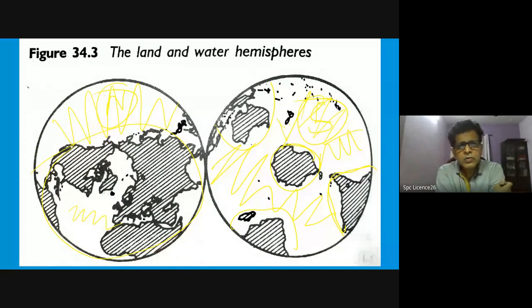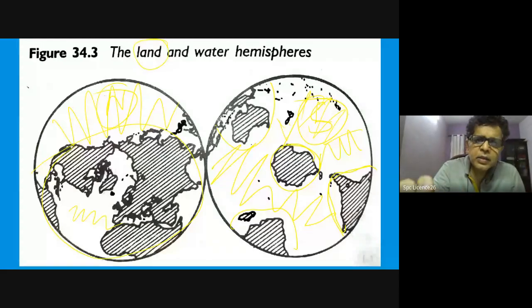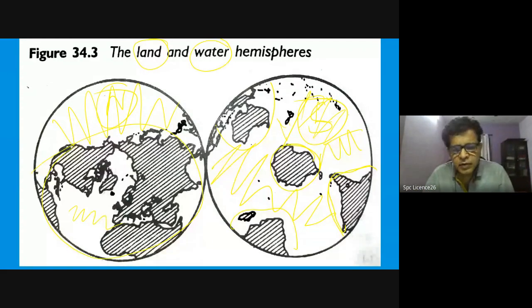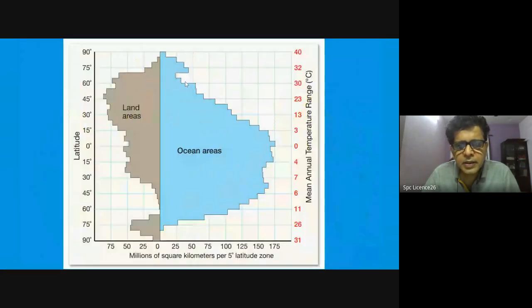And that's why the northern hemisphere is also called the land hemisphere. And in comparison to that, the southern hemisphere is always referred to as the water hemisphere also. Okay, this was the sheer purpose of this particular slide as such.